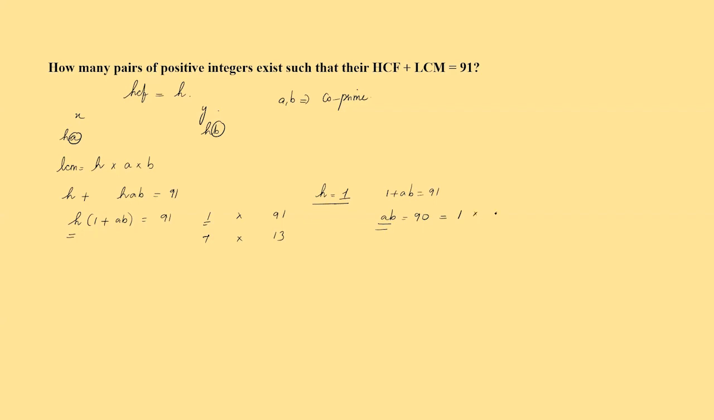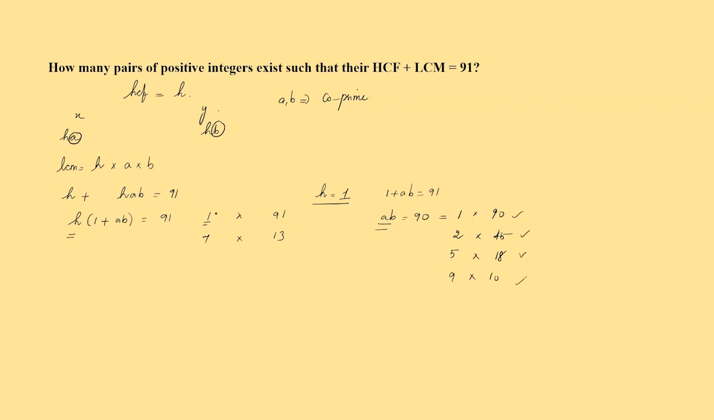1 into 90 is possible. Then 2 into 45 is also possible. And then 3 into 30 is not possible because then the HCF would become 3. Then 4 is not divisible. Then 5, yeah. Then I think I can take 5 into 18. That's also possible. And finally, I think 9 into 10. So these are the only ways I can break it up as two numbers which are co-prime to each other. So here I get four different ways.